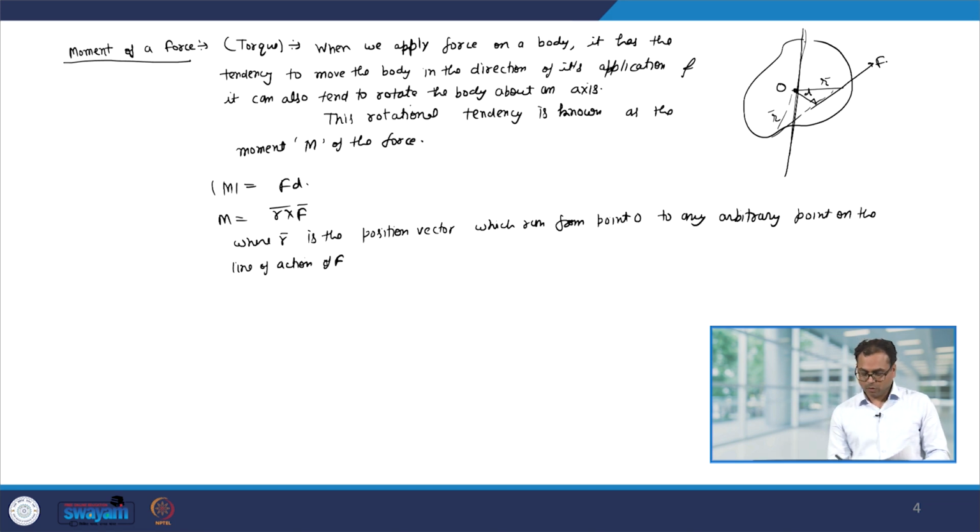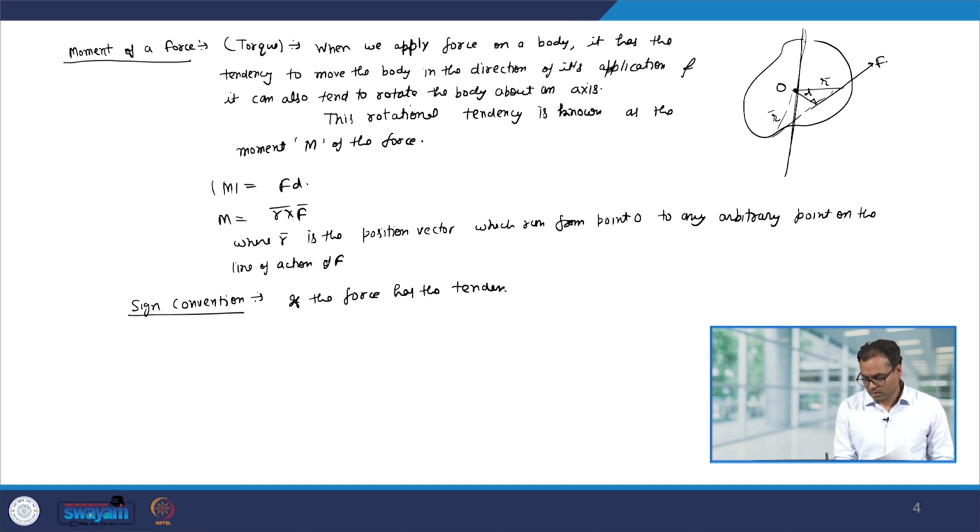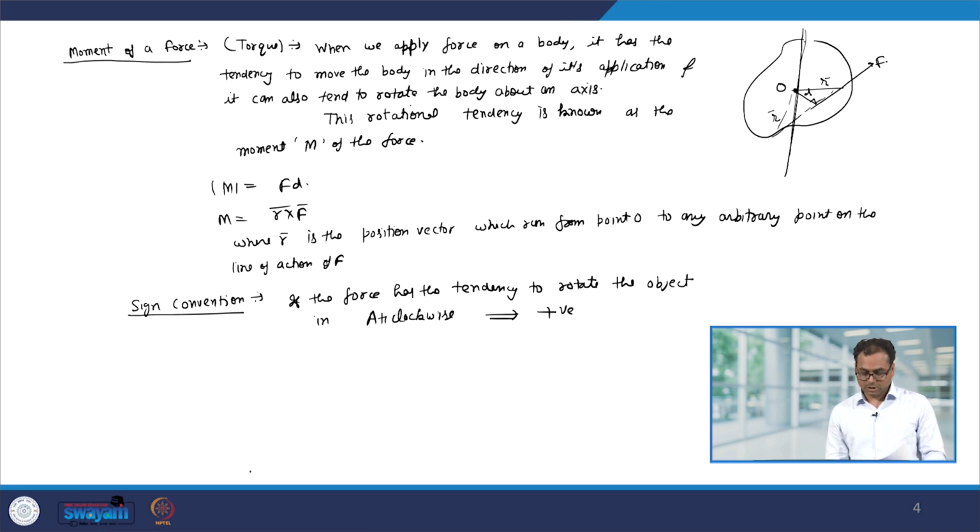So, any position vector which runs from point O to any arbitrary point on the line of action of the force. Now, in this course we will follow the following sign convention. If the force has the tendency to rotate the object anti-clockwise, then we will take its moment positive, and if it is clockwise, then we will take the moment negative. This is the convention that we will follow.